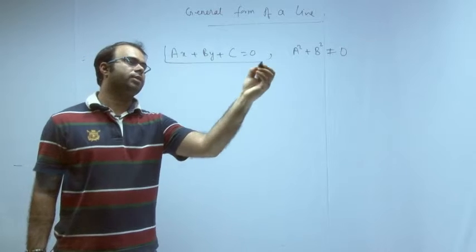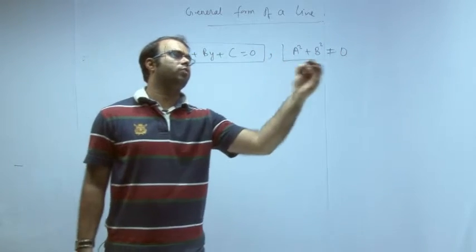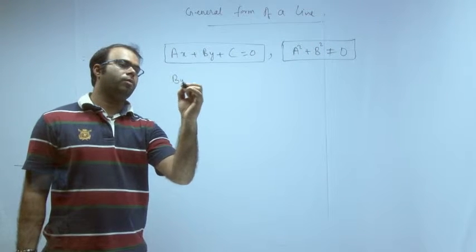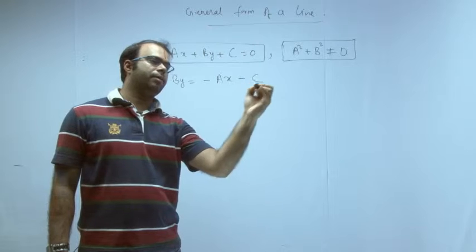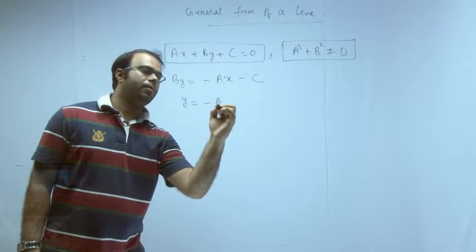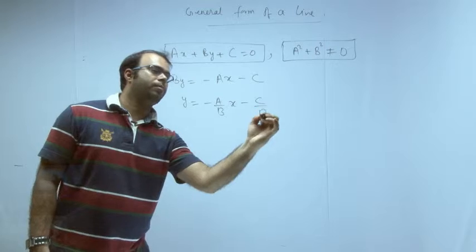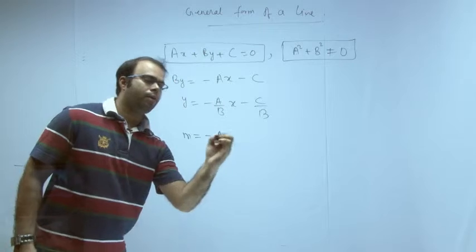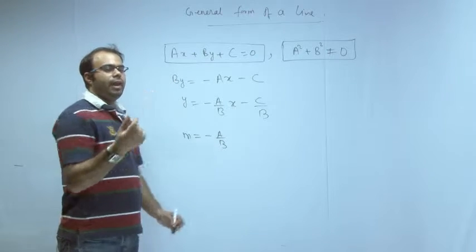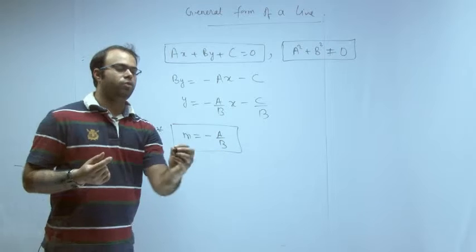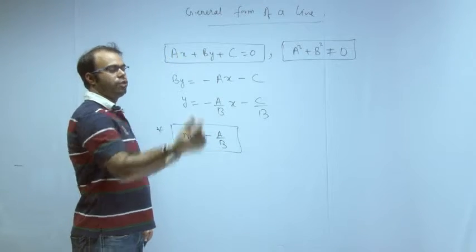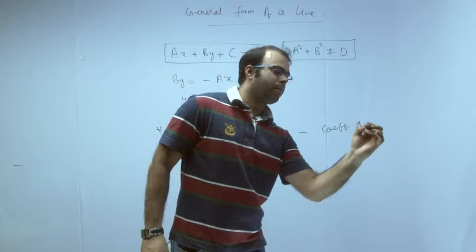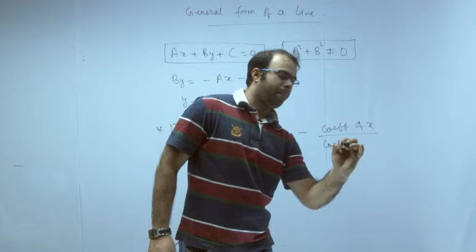So, equation of a line is ax plus by plus c equal to 0, a square plus b square is not equal to 0. In this, if we want to find the slope of the line, we change it into by is equal to minus ax minus c, and y will be equal to minus a by b x minus c by b. So, what will be the slope? M equal to minus a by b, and we always remember it like this, that slope of a line is equal to negative of the coefficient of x by coefficient of y, minus coefficient of x by coefficient of y.